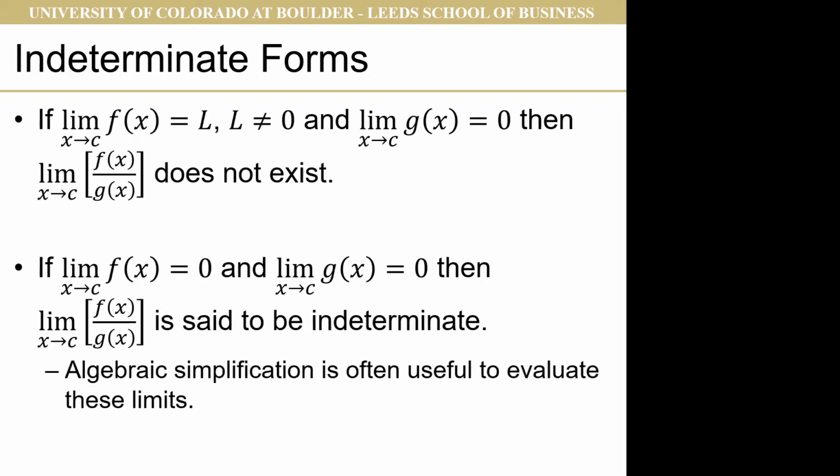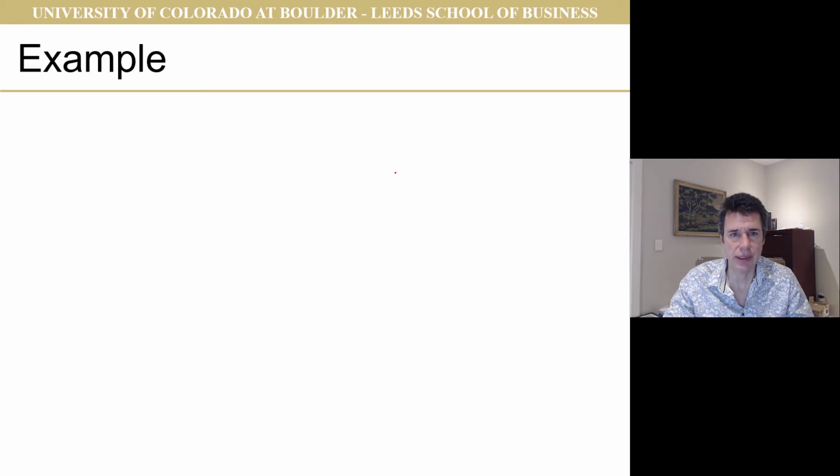Now, very often, algebraic simplification is useful. Again, if f of x and g of x are both polynomials, then the limit as x goes to c of f of x equals 0 means that c is a root of the polynomial, or the polynomial is divisible by x minus c. And if this were true for both of these, then we can do some simplification. Now, when we do that simplification, we may find that the limit exists, or we may find that the limit doesn't exist. We just have to do some more work to figure out what's going on. Let's do a few examples.